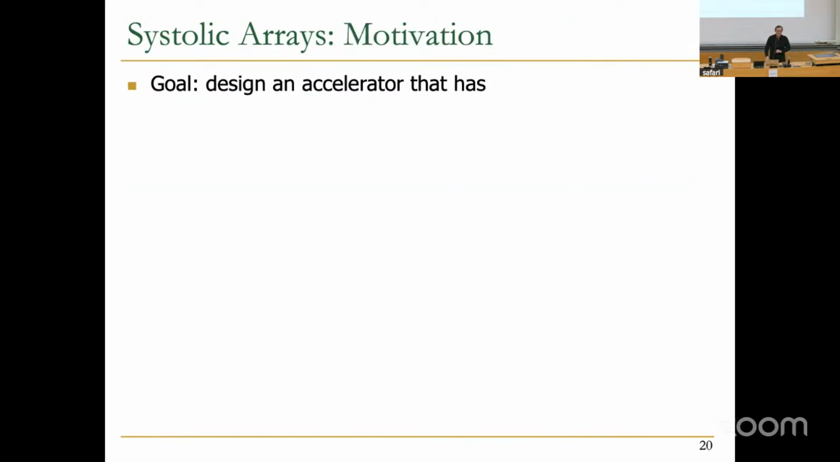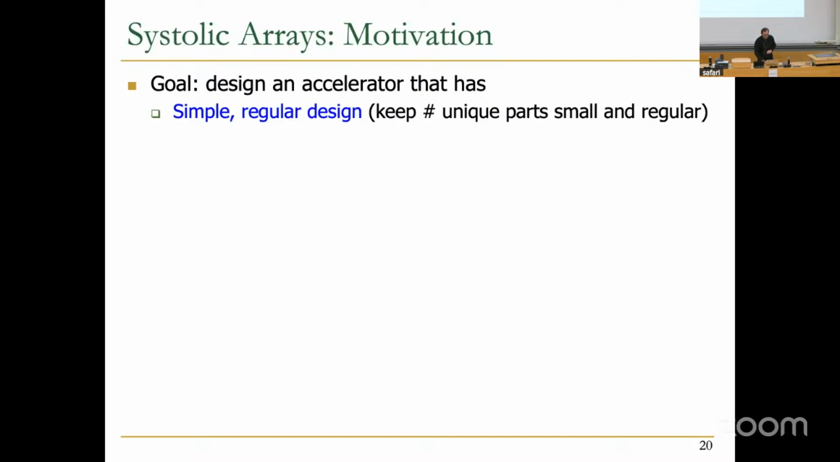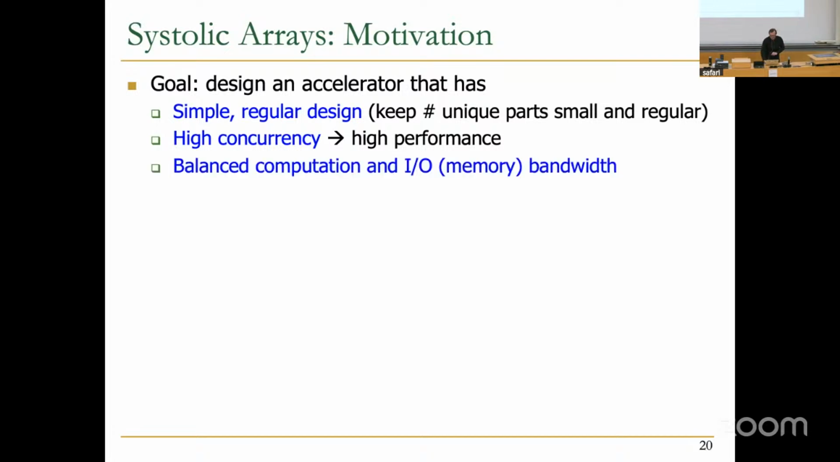Okay, so let's talk about the motivation. We're talking about the 1970s. The motivation of H.T. Kung was to design an accelerator that has simple, regular design, simple hardware. This is what it shares with VLIW, for example. Keep the number of unique parts small and regular. High concurrency, we want extremely high performance. At that time, energy was not a big concern. But today, energy is a huge concern, and that's why Google's TPU has these systolic arrays, not just performance. Balanced computation and I/O bandwidth, meaning, as we will see soon, H.T.